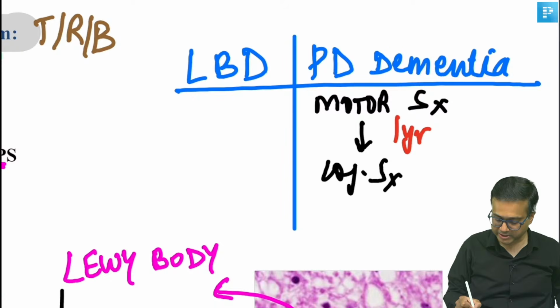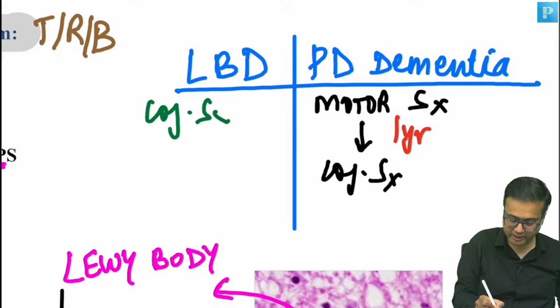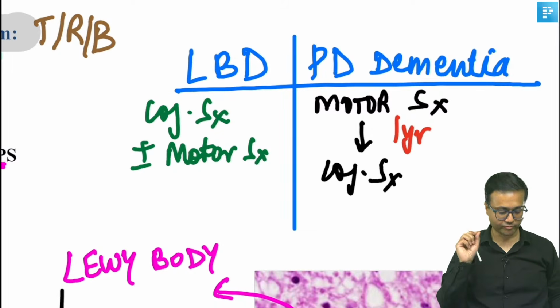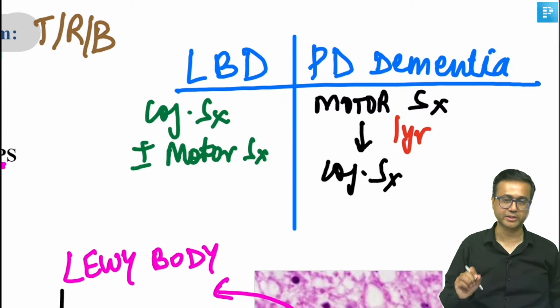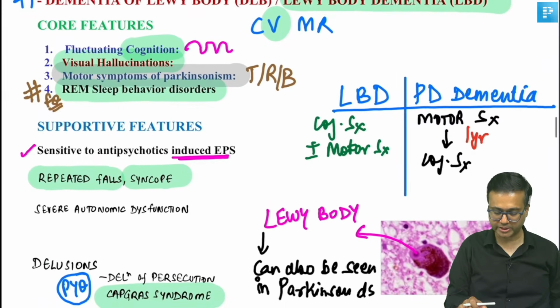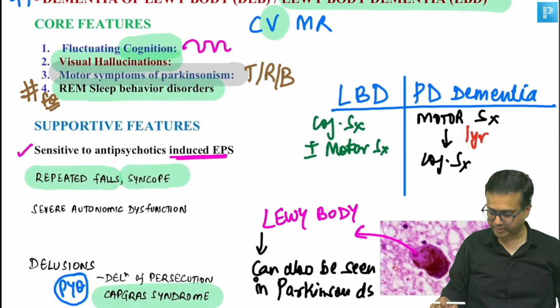While in Lewy body dementia, remember, the cognitive symptoms occur in the beginning, plus or minus motor symptoms. Motor symptoms may occur at the start or may occur later on. So this is a very, very important point. Please remember this point. These are some important points about Lewy body dementia. Very important topic. Please remember this.